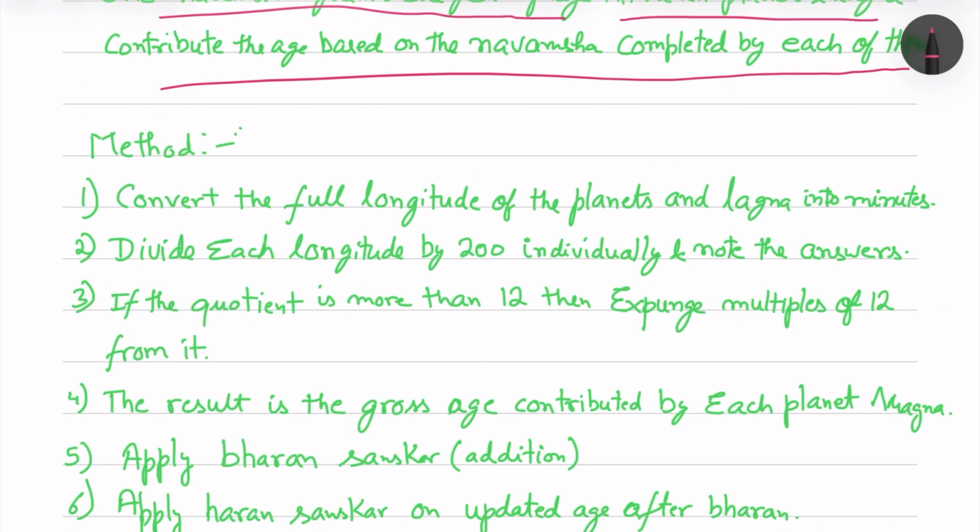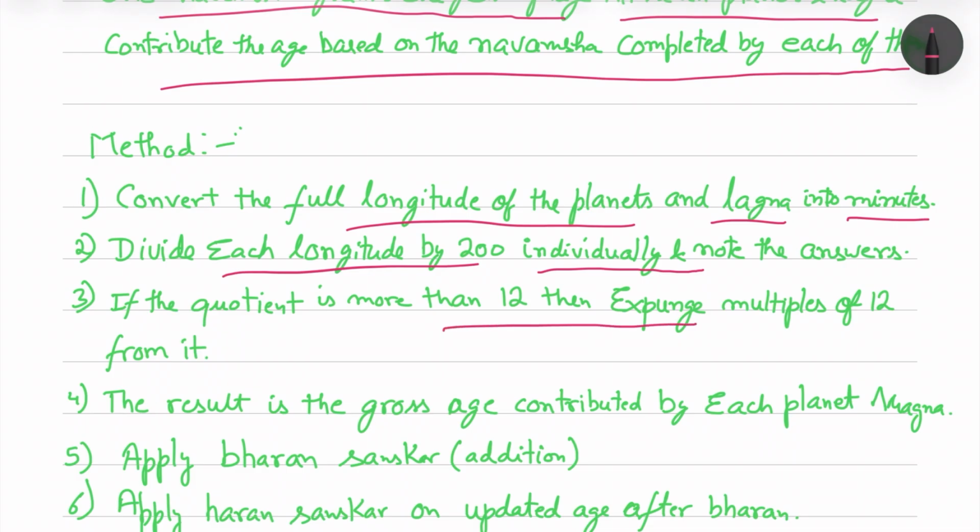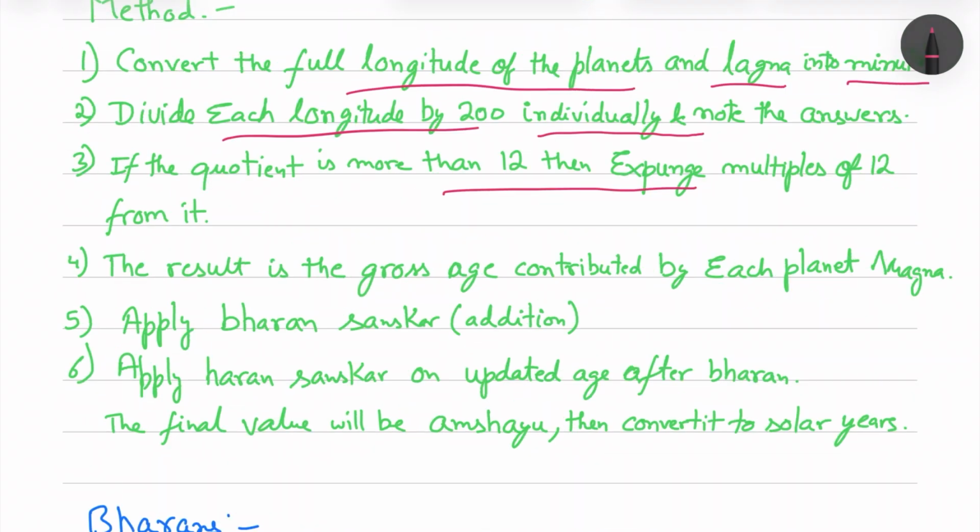The method is: first you convert the full longitude of the planet and Lagna into minutes, then divide each longitude which you have converted into minutes by 200 and note the answer. If the quotient is more than 12, that is, if after dividing you get a value greater than 12, then you expunge the multiples of 12 from it, and whatever will be the remainder after the expunction of multiples of 12 will be the gross age contributed by the planet.